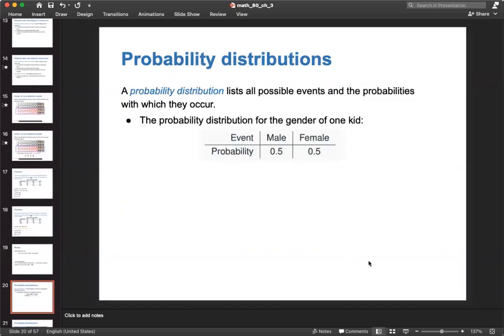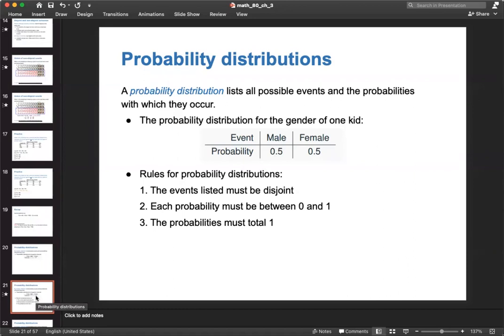All right, so let's take a look at probability distributions. Basically, a probability distribution is going to list all the possible events and the probabilities at which they can occur. So for example, look at the probability distribution for the gender of one child. The event could be either male or female, and in this case the probability for each one is 0.5. If you choose one single child at random from a given population, the probability is a half of being a male or a female.